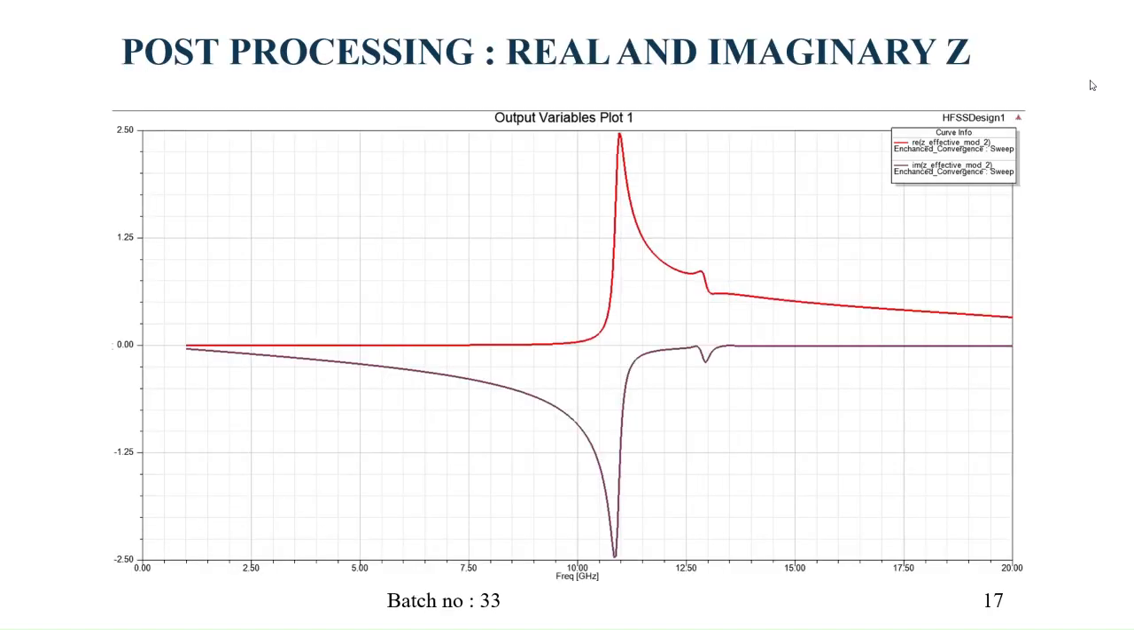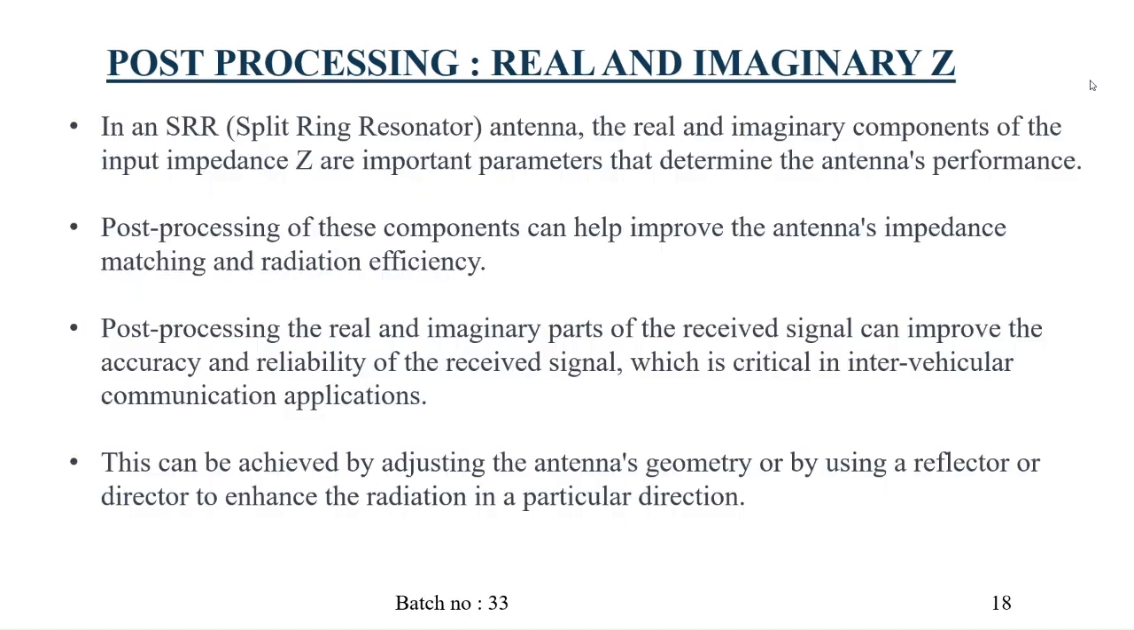This is post-processing of a real and imaginary plot, where our output variable of plot 1 shows a dip at 11 GHz. This is post-processing of real and imaginary Z. In an SRR antenna, the real and imaginary components of the input impedance Z are important parameters that determine the antenna's performance. Post-processing of these components can help improve the antenna's impedance matching and radiation efficiency.